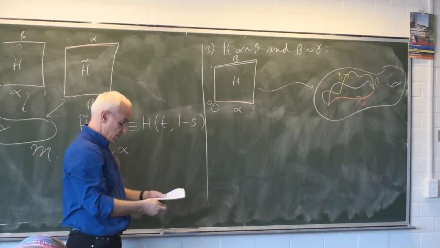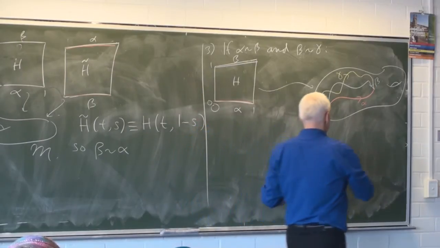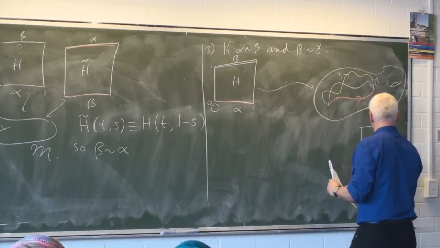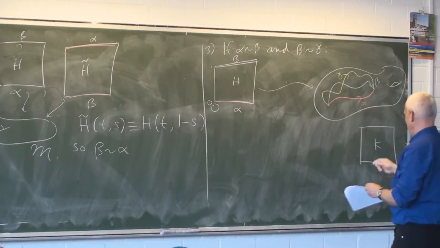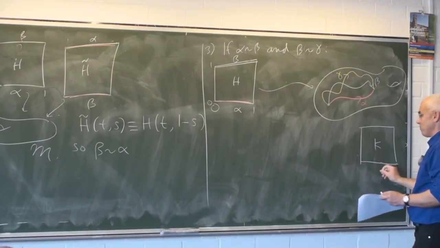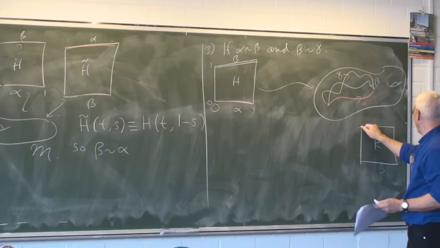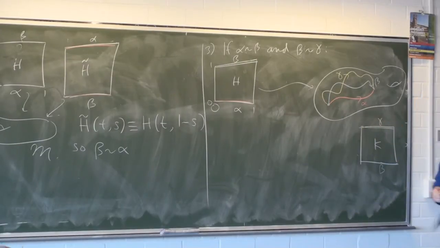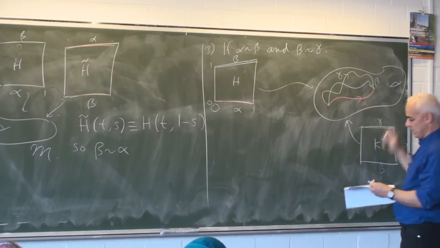And we also assume that we have another homotopy. Let's call it K over here. A homotopy from beta to gamma. So that would be beta on the bottom and gamma on the top. So we also have such a map. Let's call it K.